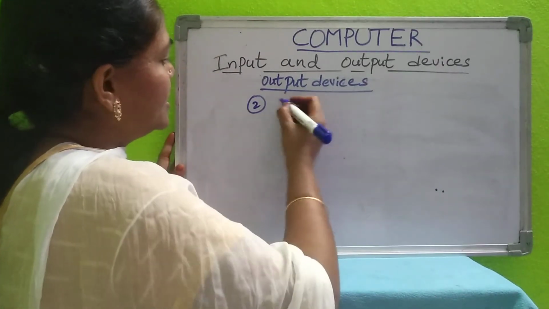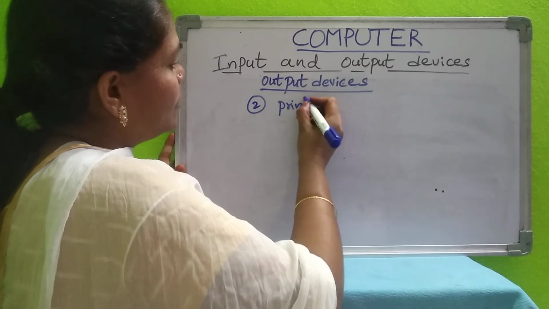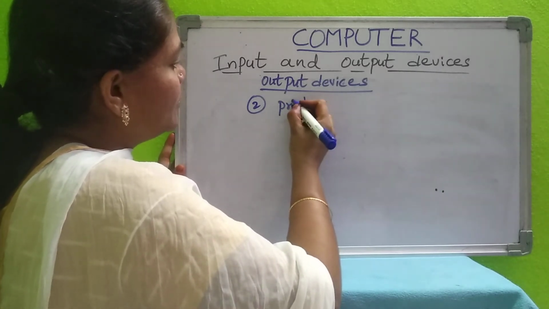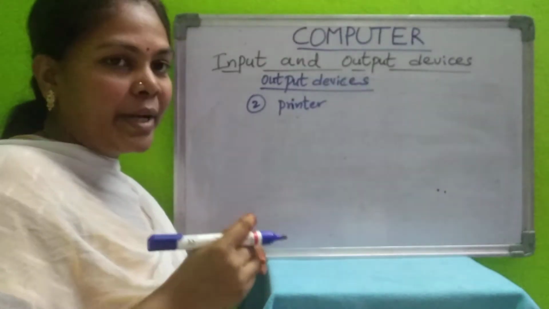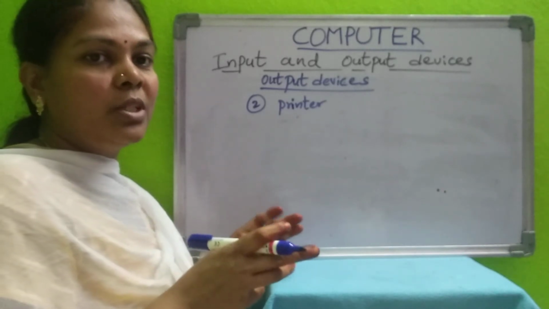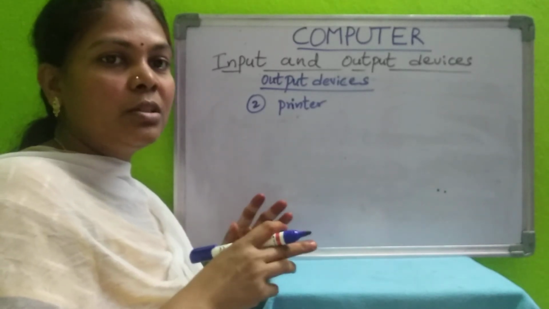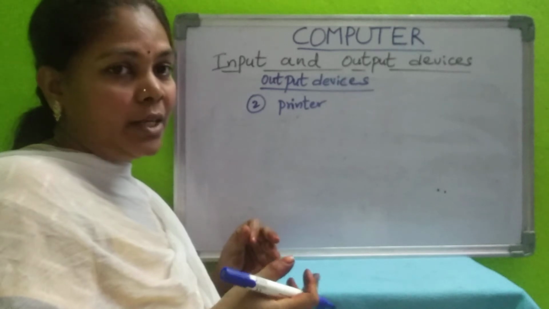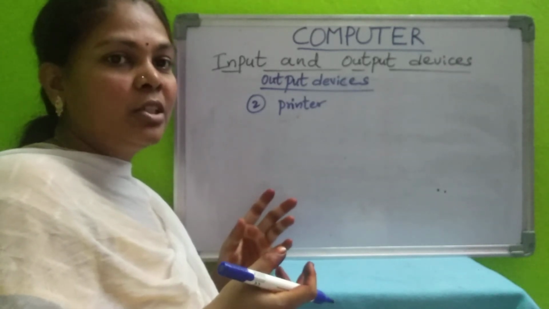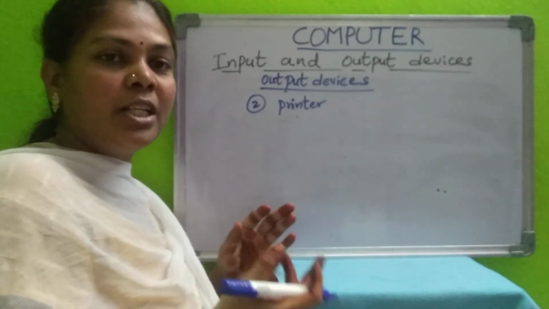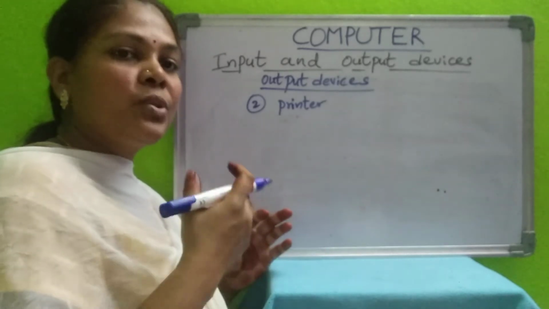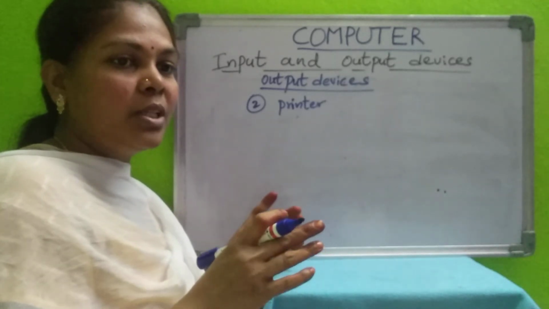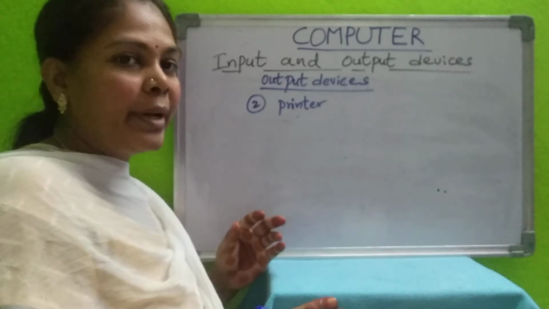The second device is the printer. Whatever you see on the system, you can take as a printout. Suppose you type your information, your name, class, section, all of that, you can take as a printout. Where are we typing that? What is the application we are using to write information? Notepad. On Notepad you can type your information, and you can take it as a printout.